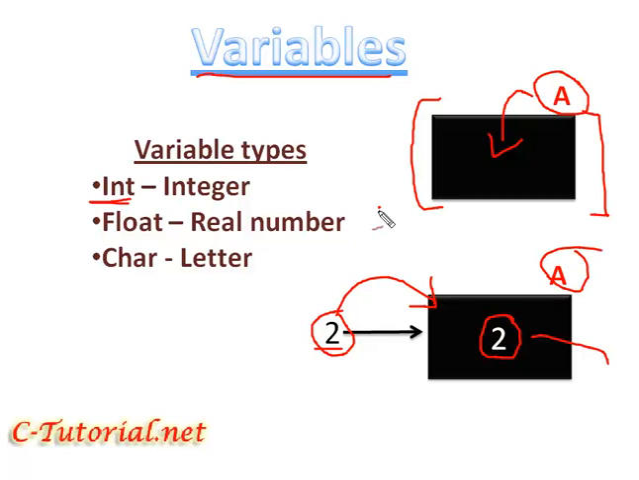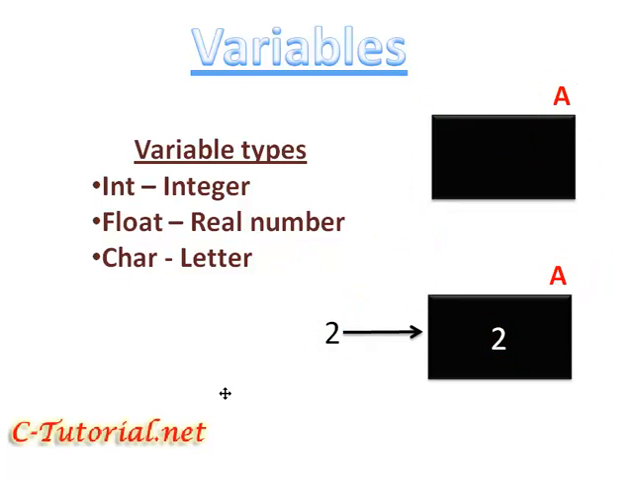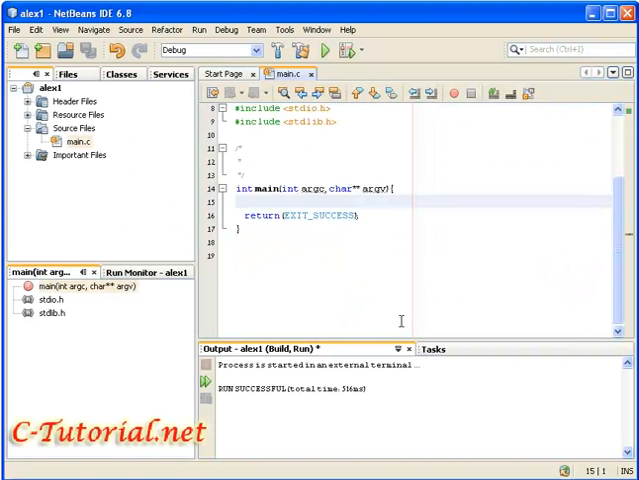If we want to insert the value 1.7, for example, into the box, we need to declare it as a float variable, which will include real numbers and not only integer numbers. If we want to insert a letter, for example A, into our box, into our variable, we need to declare it as a char. So let's go to our editor and let's declare a new variable.